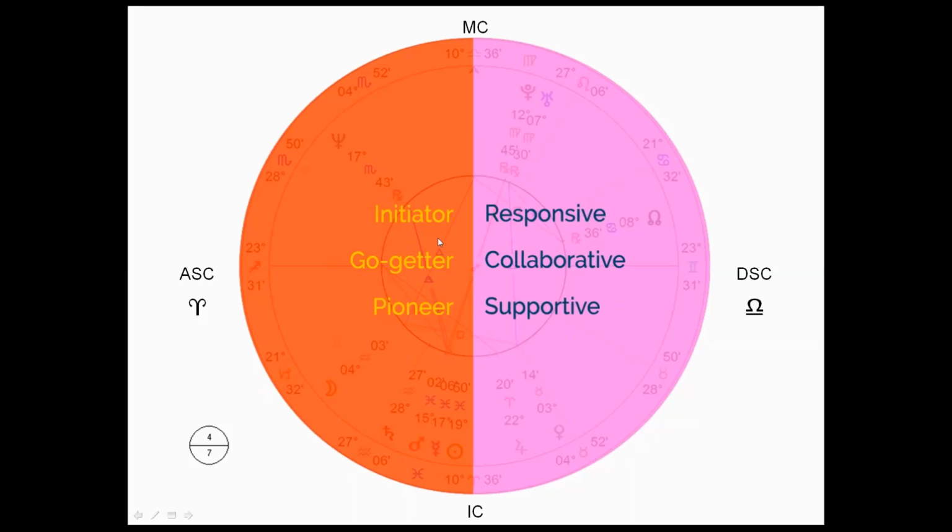That's much less the case for people with an emphasis of planets on the eastern side of the chart. And in this chart, we can see there definitely is an emphasis on this side of the chart, and he is very much the kind of person who decides what he's going to do and just does it.